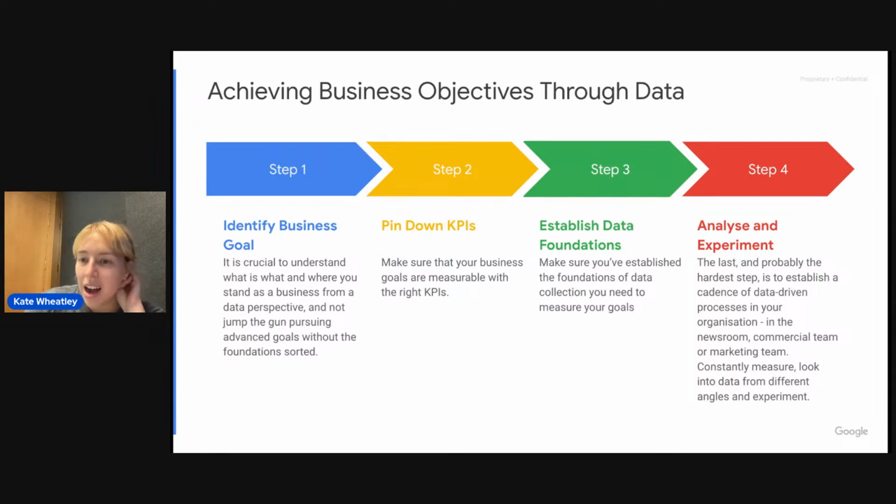And then step 4 is the hard part, because you've got to do some things with data. This is where we analyze and experiment. So this is where you want to establish a cadence of data-driven processes in your organization. So you want to have a flow from your newsroom and commercial team and marketing team where everyone's constantly measuring, looking at data, and experimenting.